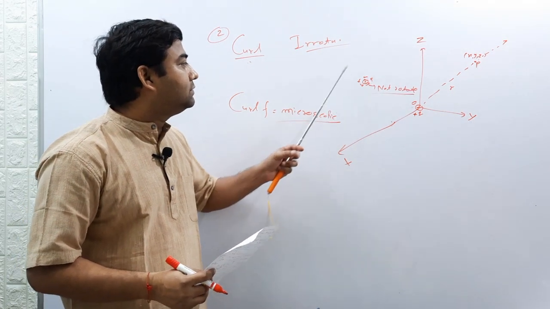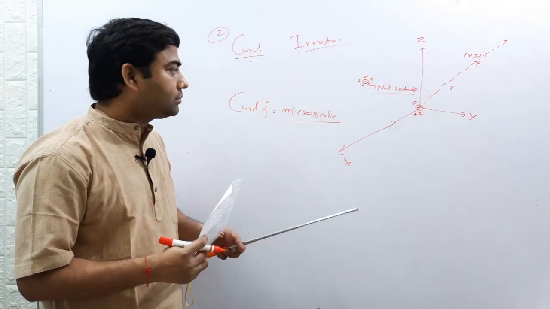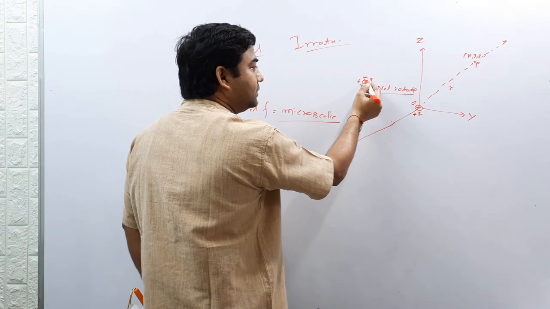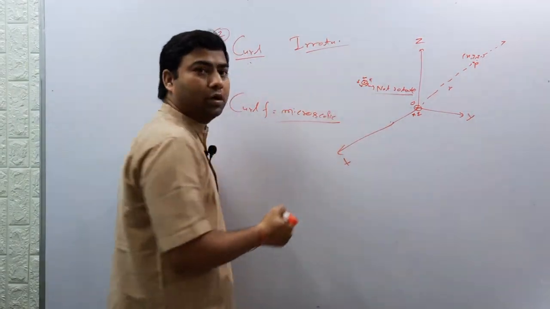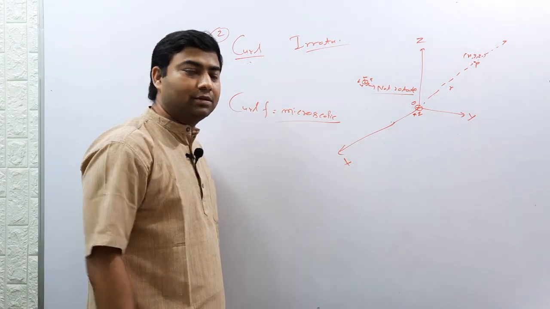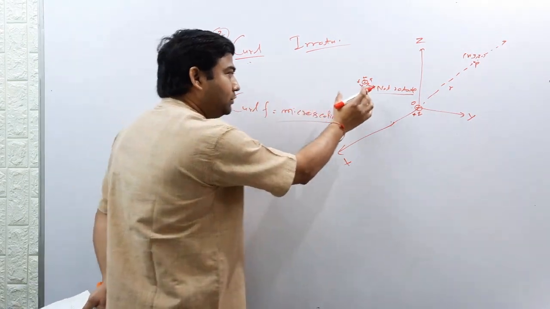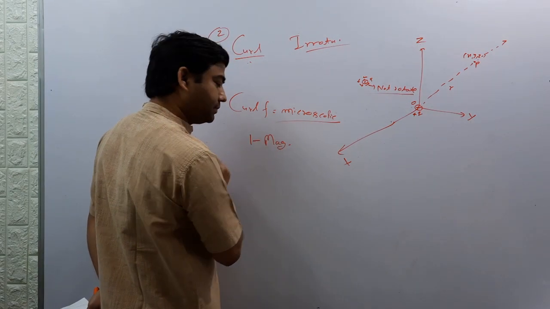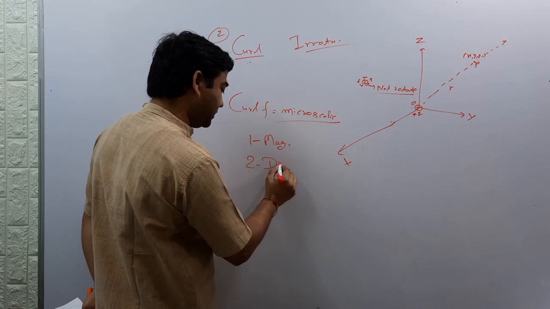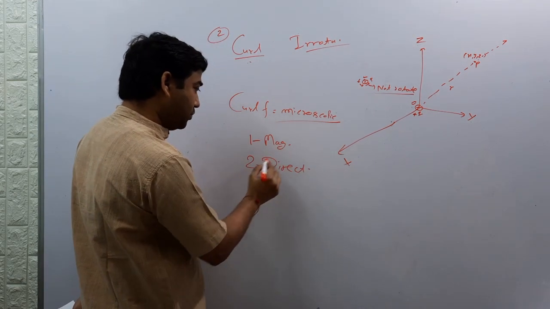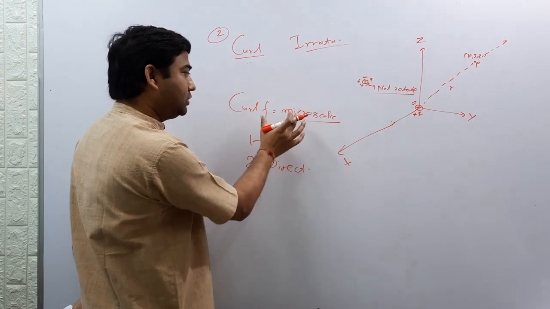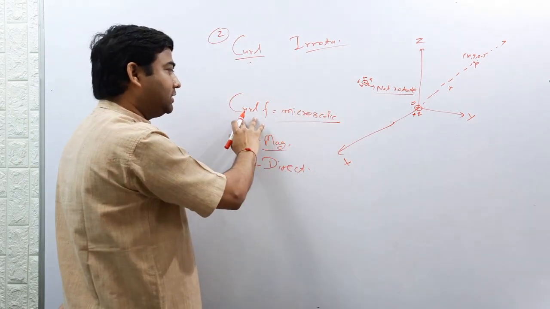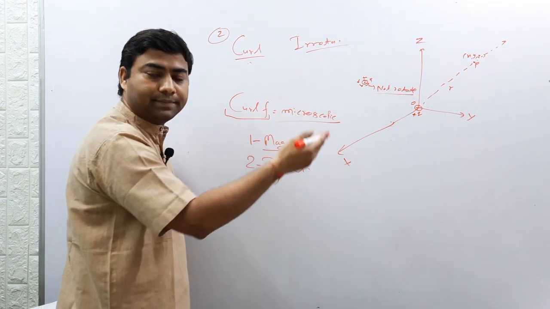It will create a small whirl. So for a non-zero curl, this vector field is rotating this ball, and this ball will start rotating. So this ball will have two things. One, magnitude of rotation. Second, direction of rotation. Magnitude of rotation is the magnitude of the curl vector. If it is rotating fast, then the magnitude of this curl vector will be high.